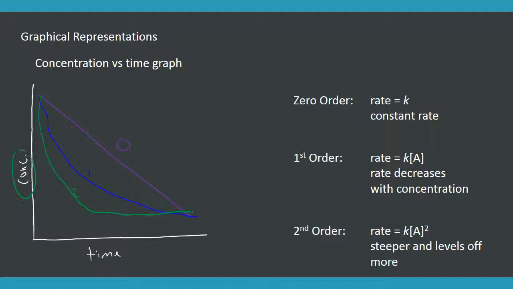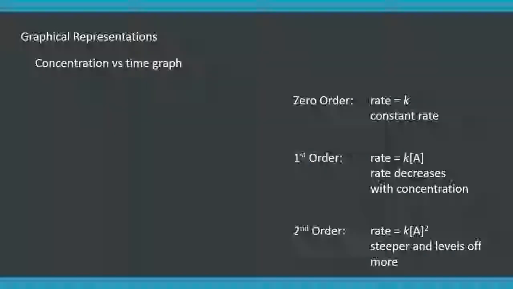Now, the problem with a concentration graph for a first and second order reaction, okay? It is actually very difficult to determine, and it's unclear if it's a first or second order reaction. So concentration over time does not give us first order and second order clearly. It can be interpreted, but it can be very difficult. So what we will use is a rate versus time graph.